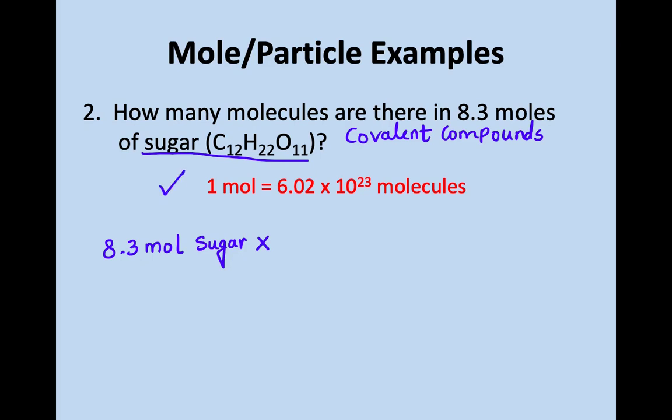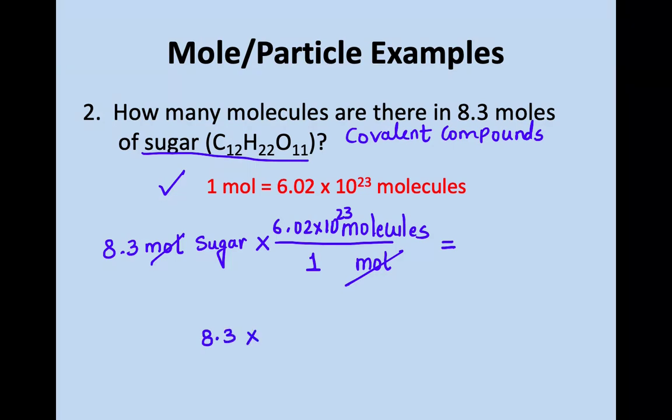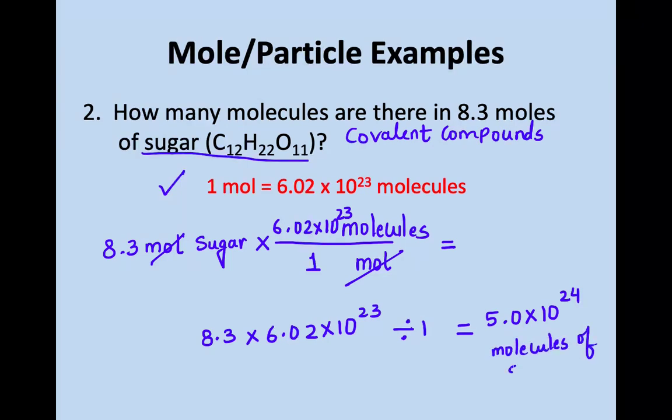That means we need to use this relationship and come up with a conversion factor. We do not want moles as our unit, so moles would be in the denominator so that we can cancel it out. And we want molecules in the numerator. Now, let's put the numbers next to them. 1 mole is equal to 6.02 times 10 to the power of 23 molecules. Moles and moles are cancelled, and we are left with molecules. Now in our calculator, this is what we have to do. 8.3 times 6.02 times 10 to the power of 23, and then we are dividing it by 1, which comes out to be 5.0 times 10 to the power of 24 molecules of sugar.